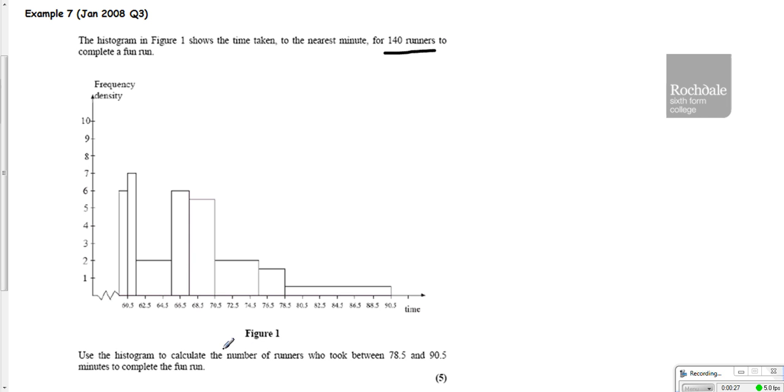It says use the histogram to calculate the number of runners who took between 78.5 and 90.5 minutes. So 78.5 to 90.5, what does that represent there? It's really tempting just to find the area of that bar. However, we do need to be a little bit careful because if you remember on example 5, we said the area was proportional to, that's what that symbol means, frequency, but not necessarily equal to it. It's proportional to, it's a multiple of. So I'm going to work out the area underneath this whole graph.